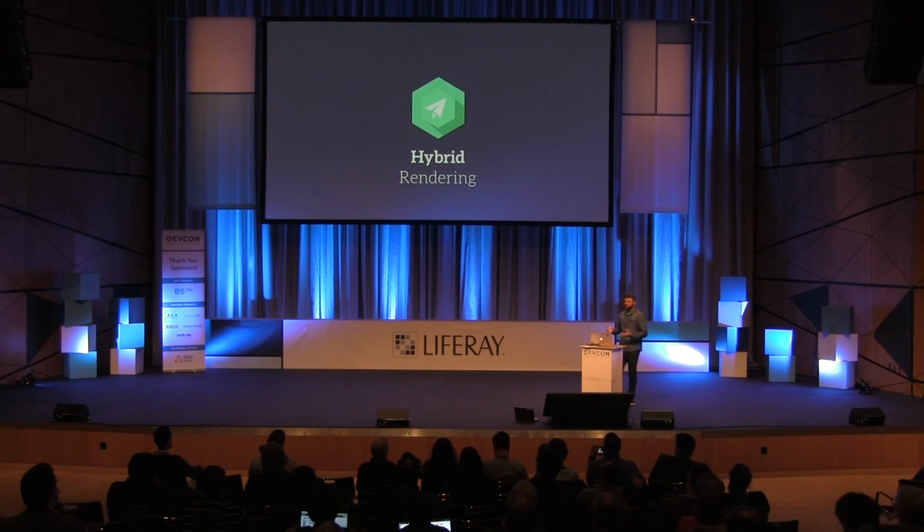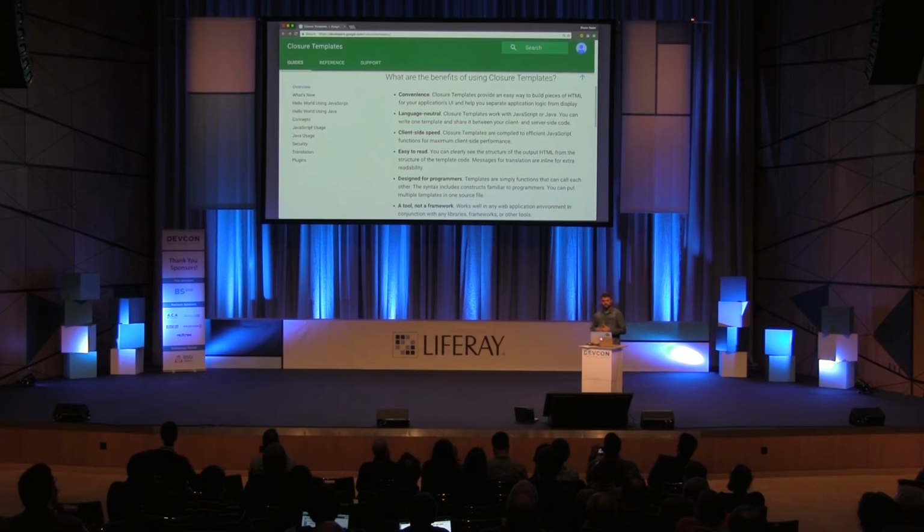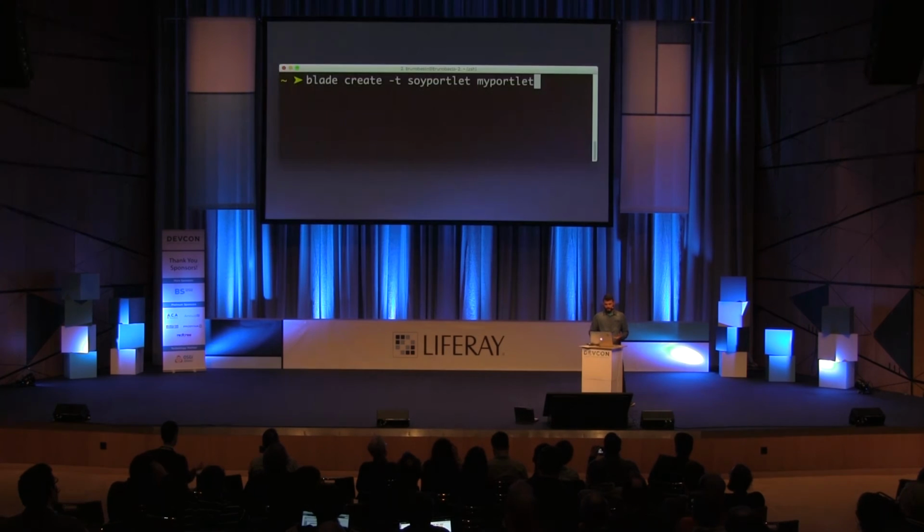So to solve that, we are introducing a concept called hybrid rendering. Basically, hybrid rendering is a concept where the server and the client share templates. So if we have a template language that can compile to Java, for example, and to JavaScript, my client-side code and my server-side code both know how to render my views. So I can just transfer data between server and client and trust that they know how to render that data. One of the template languages that provide that is Closure Templates by Google, also known as Soy templates. And Soy templates provide just that.